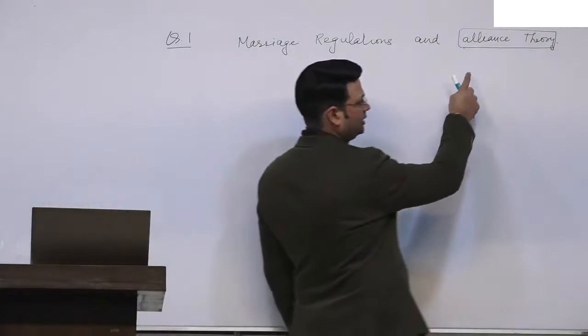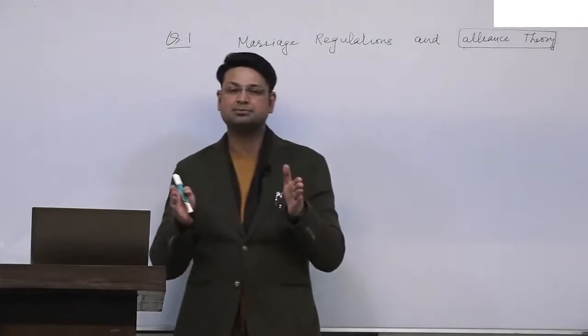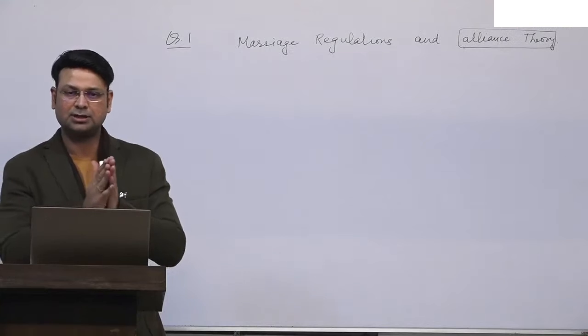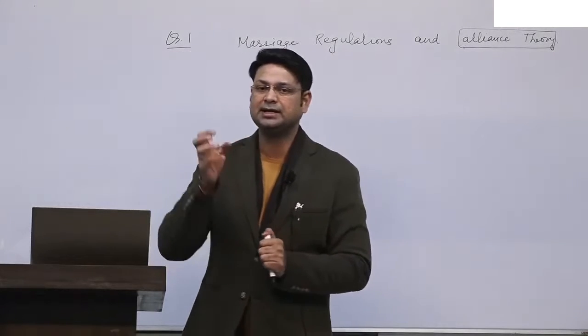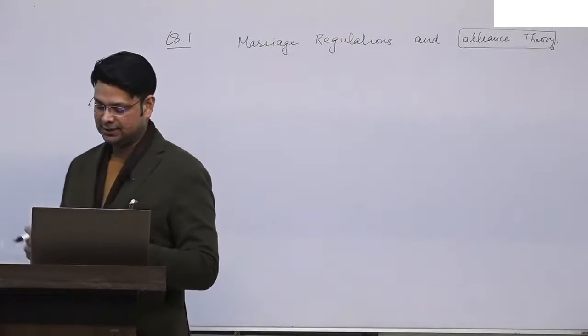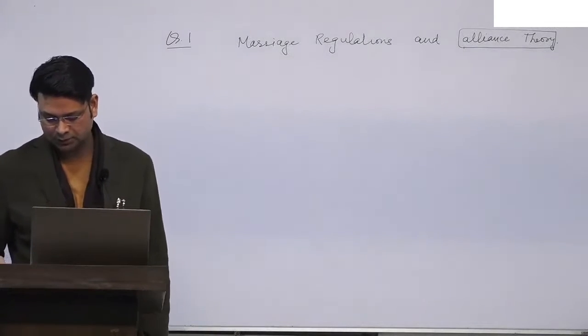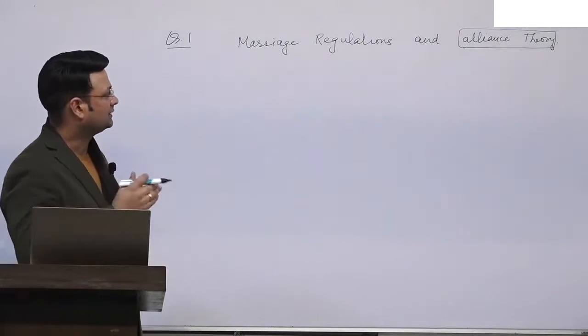Alliance theory and structural analysis of kinship are both connected to structuralism. That was given by Levi-Strauss. The theory of structuralism was developed by Levi-Strauss, a French anthropologist. So how will you write this?